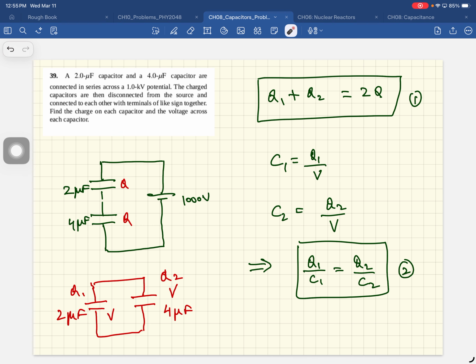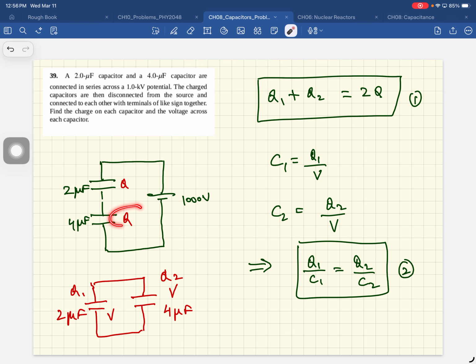Okay, and this is the capacitance. Capacitance is charge over voltage, so voltage is charge divided by capacitance, and since the voltages are the same, Q1 by C1 should equal Q2 by C2. All right, so there are your two equations and two unknowns. The two unknowns are how much charge is on one and how much charge is on the other. Okay. Now, before you could solve that, you had to find out Q, the original charge.